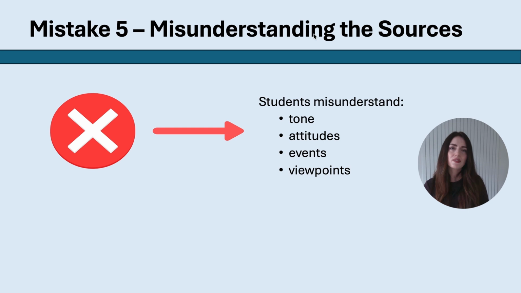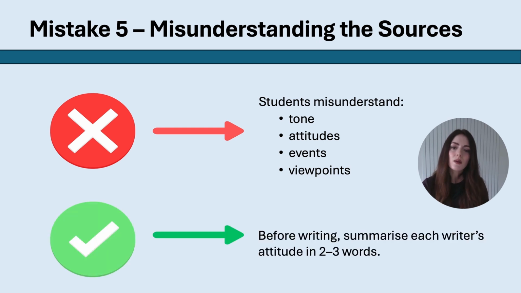And once the interpretation is wrong, the comparison becomes much weaker. So here's a really simple strategy that helps massively. Before you start writing your answer, just quickly summarize in 2 or 3 words the writer's overall attitude. So, for example, you would just write, in source A, excited and adventurous, source B, frustrated and uncomfortable.